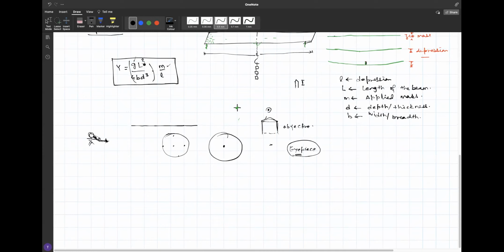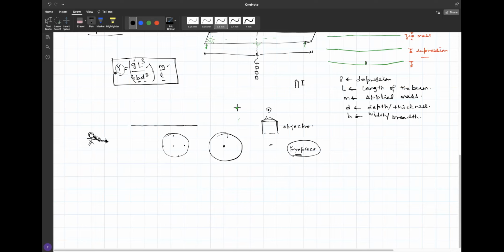You know G, you know L. So the variables here, B and D, you have to measure. You have to measure L, B, and D. This is what you have to measure to find the Young modulus. Okay, so what you do is you go to the lab, right?